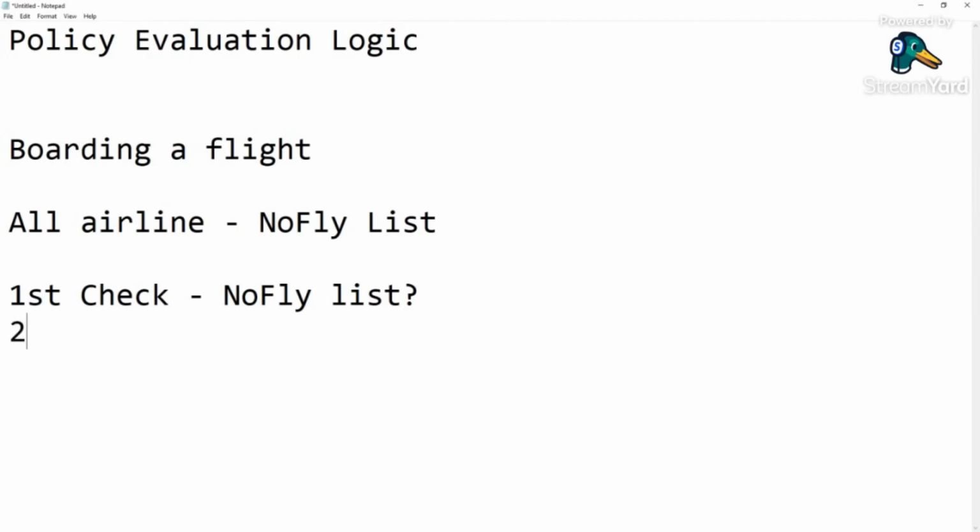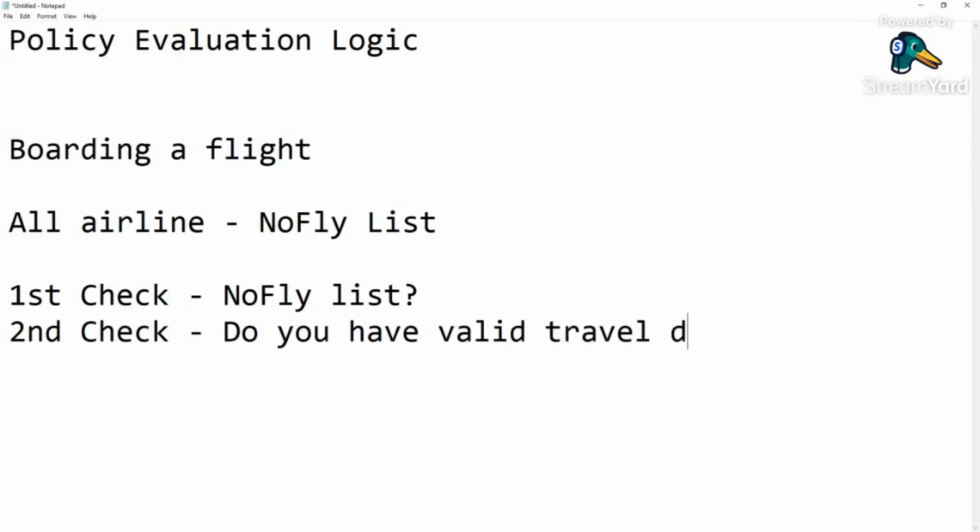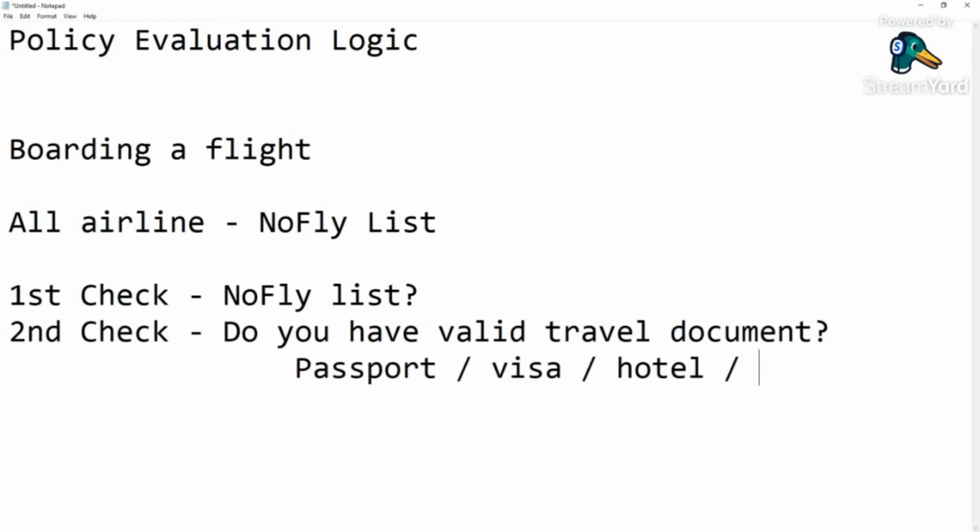That is the first check. What is the second check performed? If you are not on the no fly list, then they check, do you have a valid travel document? That could be checking your passport, the visa you have. Sometimes they may ask for a hotel reservation. Sometimes they may ask whether you are carrying cash or not. So this is the second check they perform. If you have all these, then you are allowed. But if not, third check.